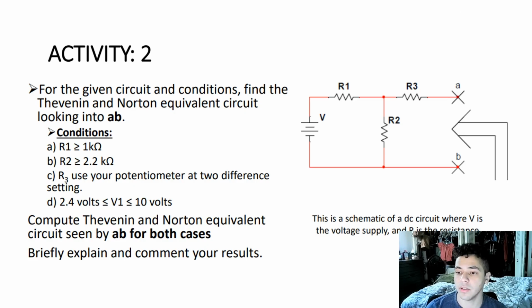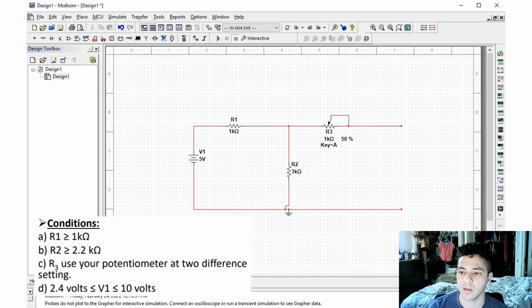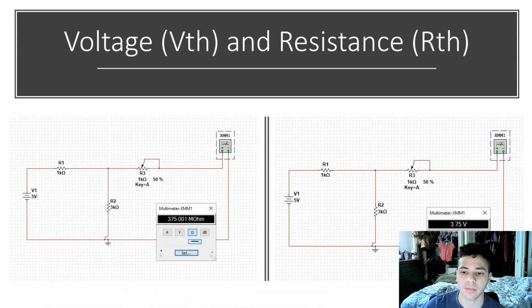I worked on the first circuit of activity 2, and my objective was to find the Thevenin and Norton equivalent circuits of the circuit that I created and determine what the potentiometer value would change for both theorems. As you can see here, I created this circuit with the conditions that were given, and I decided to put 50% of the potentiometer for my calculations.